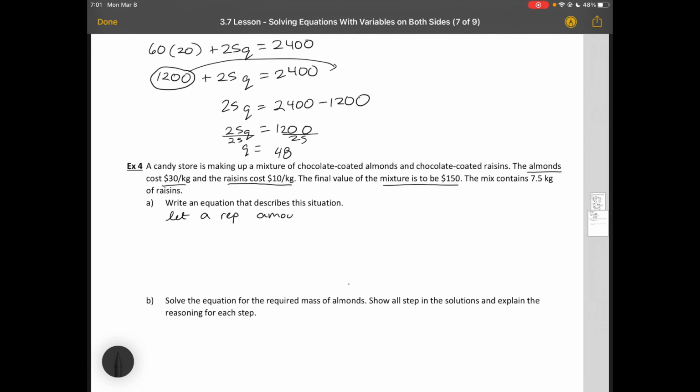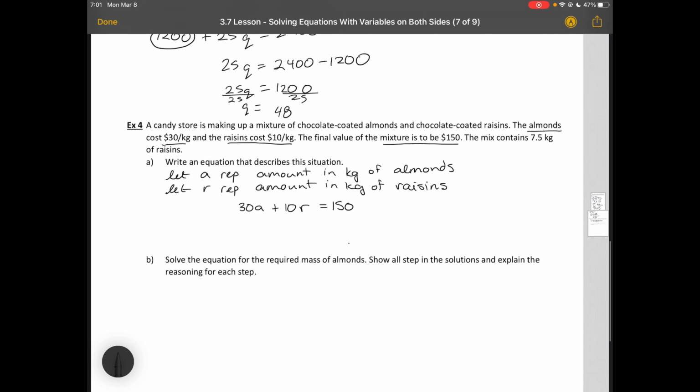So let's let A represent the amount in kilograms of almonds. So I use A for almonds. And let's let R represent the amount in kilograms of raisins. So I know that the total mixture has to equal $150. That's my total, goes on the right-hand side. The cost for the almonds is $30 per kilogram times the amount of kilograms, plus $10 per kilogram times the amount of raisins that I have.